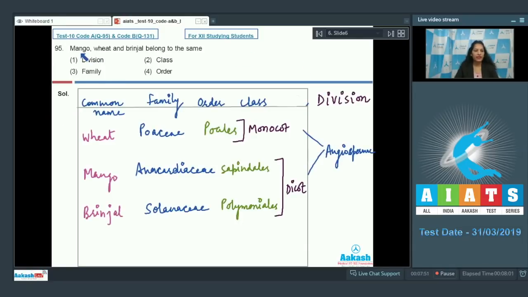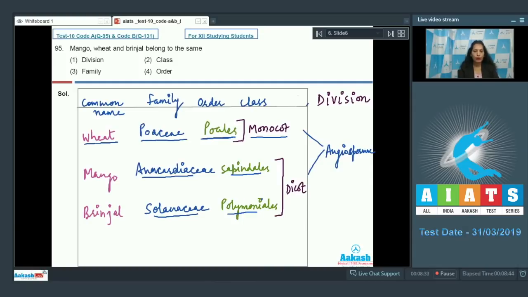Question number 95. Mango, wheat and brinjal belong to the same: first option division, second class, third family, fourth order. Here I have already written about the family, order, class and division of these plants. These are the common names: wheat, mango and brinjal. The family of wheat is Poaceae, order is Poales and the class is Monocotyledonae. For mango, the family is Anacardiaceae, order is Sapindales. And for brinjal, the family is Solanaceae and the order is Polemoniales.